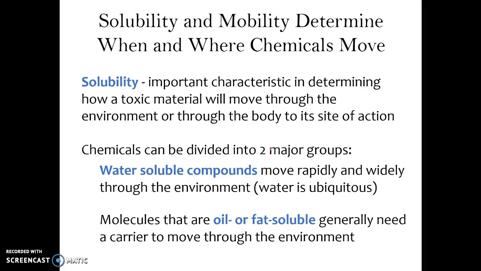Other molecules are not as soluble in water, but they are soluble in oil or fat. So these things generally need some kind of carrier to move through the environment. This could be oil itself, or it could be the fat of an organism, so that wherever that organism goes, or wherever the organism that eats that first organism goes, so does the chemical. So you want to keep solubility in mind as you think about how PCBs move through the environment.